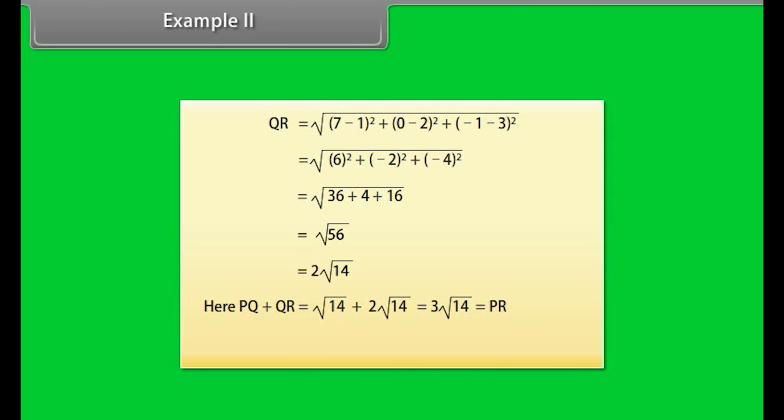Here, PQ plus QR is equal to square root 14 plus 2 into square root 14, which is equal to 3 into square root 14, which is equal to PR. Hence, the points (-2, 3, 5), (1, 2, 3) and (7, 0, -1) are collinear.